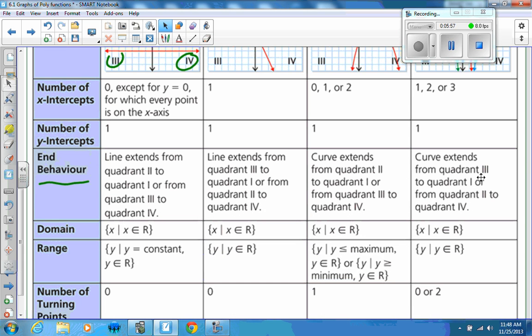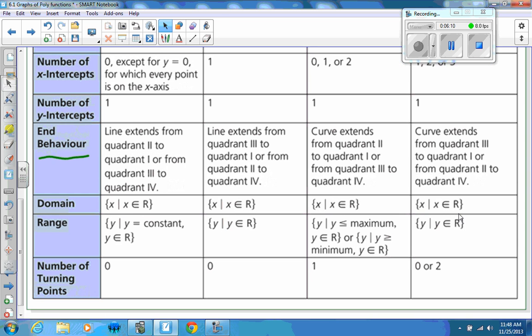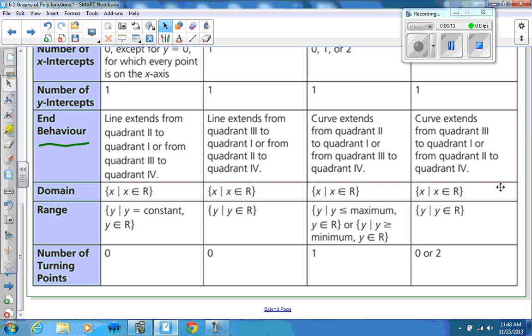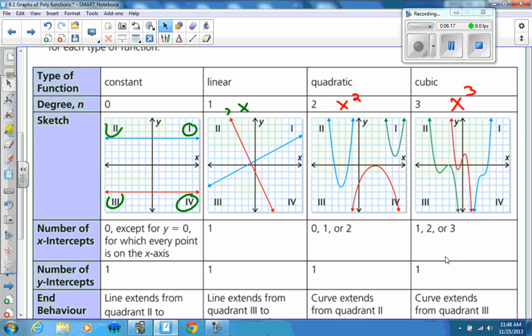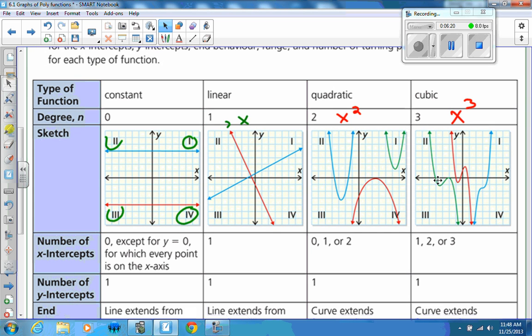And the curve extends from quadrant 3 to quadrant 1, or from quadrant 2 to quadrant 4. So quadrant 1 and quadrant 3 are always paired, and quadrant 2 and quadrant 4 are always paired in this one. Okay, that's important for when you're answering questions. Element of the reals, and 0 or 2 turning points. It cannot have one turning point. So either it goes down, stops at a turning point, goes up for a bit, it turns again and continues to go down. Or this one, it goes up, turns a bit, goes not flat, and then it goes up again.